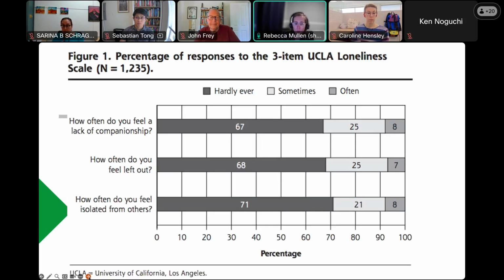Next slide. We just surveyed every single adult above the age of 18 who came into their primary care clinic for any reason, and we were able to survey over 1,200 patients. This illustrates the items on the 3-item UCLA scale, which is one of the most common loneliness scales used in the US. It asks how often someone lacks companionship, how often they feel left out, and how often they feel isolated from others. Participants answer hardly ever, sometimes, or often. And this illustrates the distribution of answers.